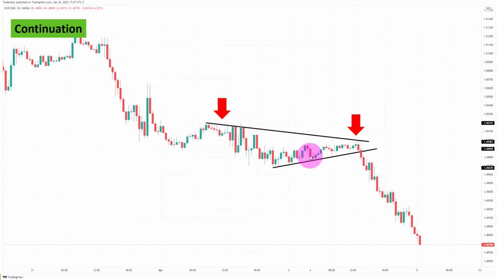Again, don't trade patterns as long as the market is still within a pattern and it hasn't cleared a trend line. Always wait for the market to fully break out. That's the key for pattern trading.